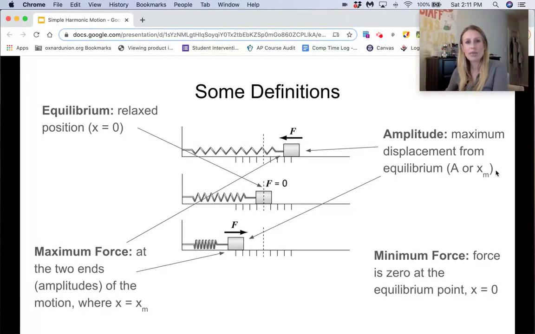This can also be applied to a pendulum, which we'll talk about more later. But our restoring force in a pendulum is going to be one of the components of the gravitational force, because gravity is what's pulling it back to that equilibrium position. So the x component of the gravitational force is the one that's going to be pulling it back horizontally to that equilibrium position.